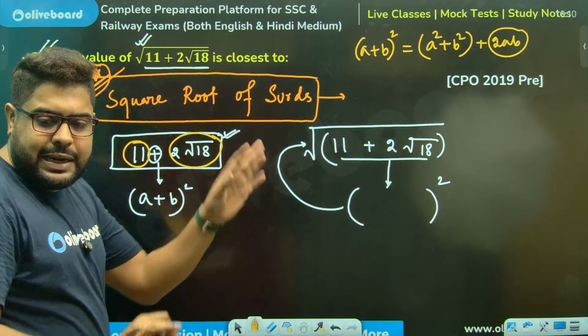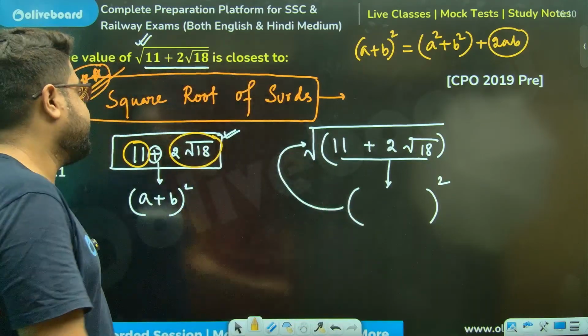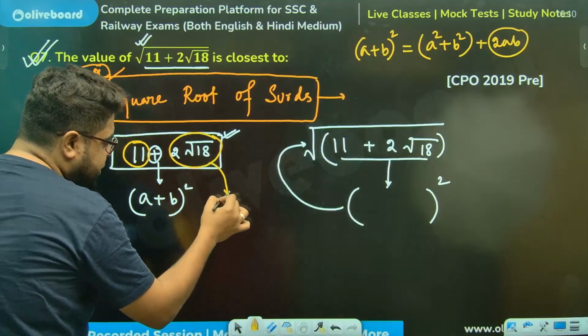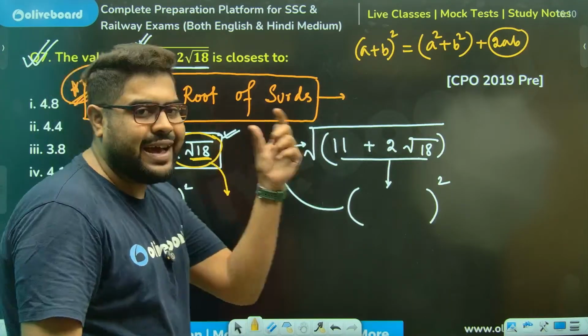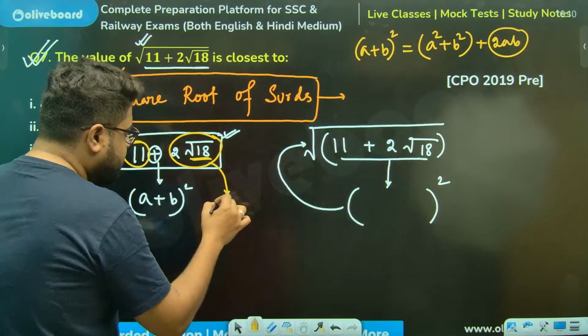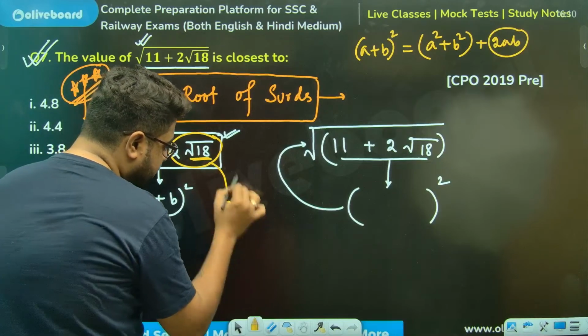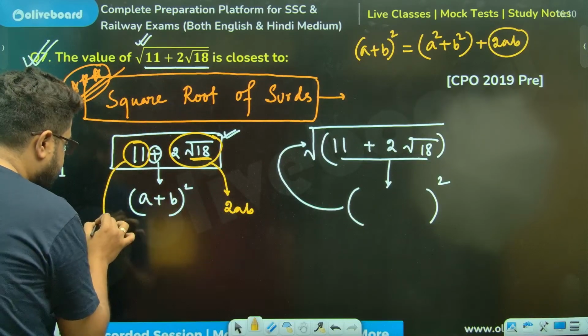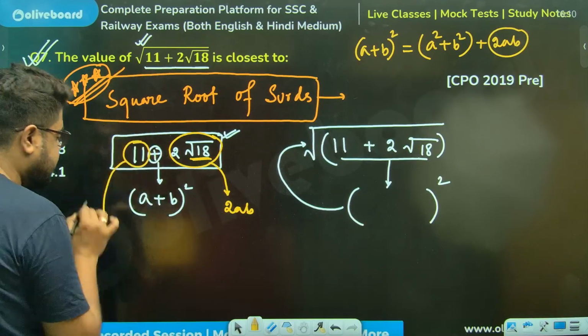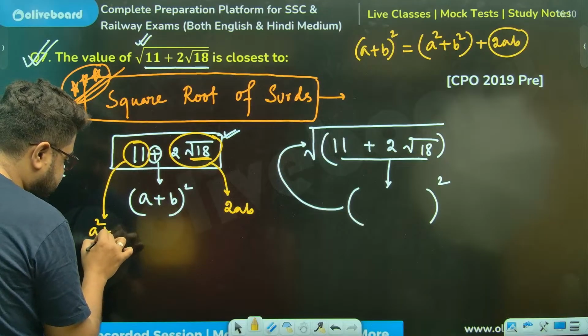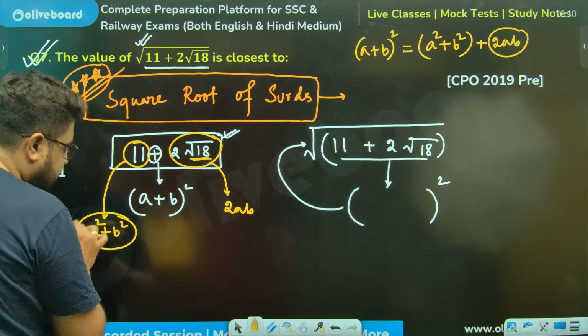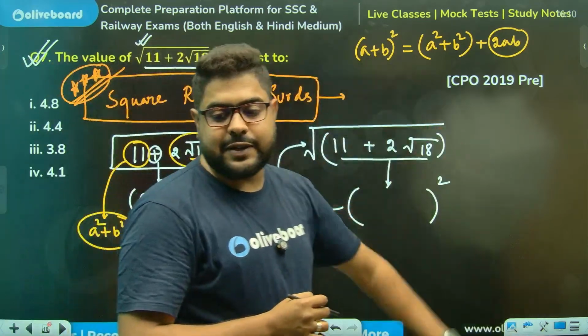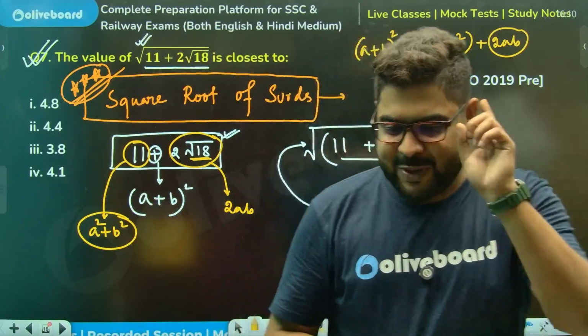Now, 99% of the times, always the irrational part, meaning the part having the surd, that is always your 2ab. And the part that is rational, that is always your a square plus b square. Now again, you'll say, sir, 99% of the times you told. What about that rest 1%?